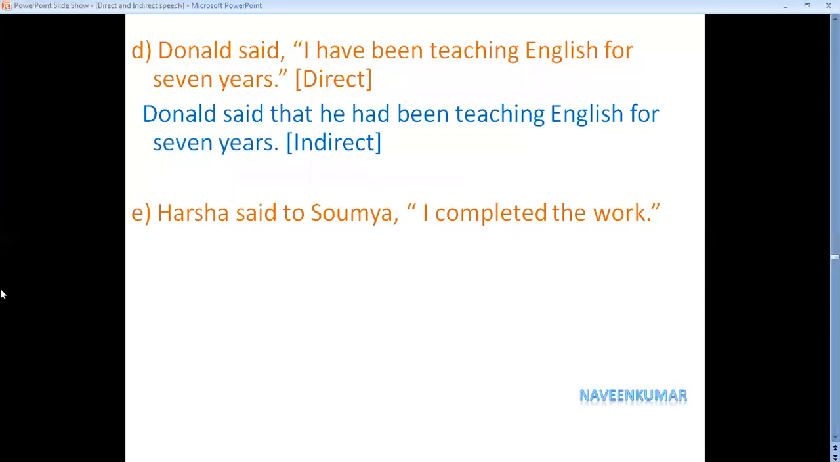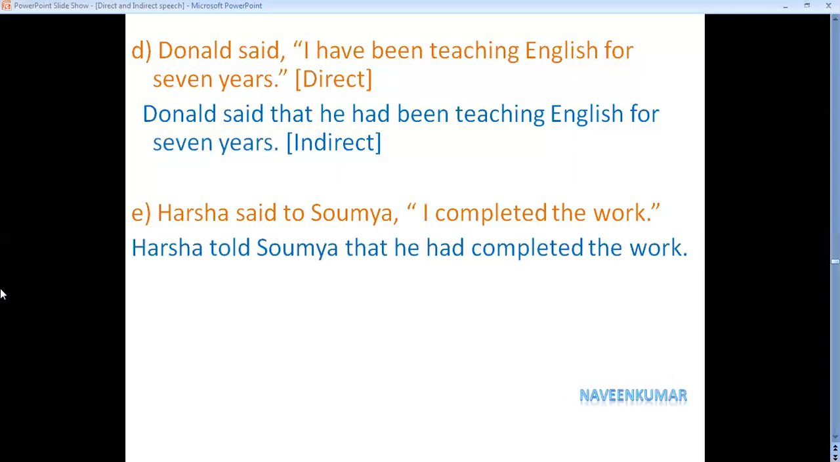Harsha said to Soumya, I completed the work. So what is the tense of the direct speech? I completed the work. That is simple past. If the direct speech is in simple past, indirect should be in past perfect tense. Harsha told Soumya that he had completed the work.